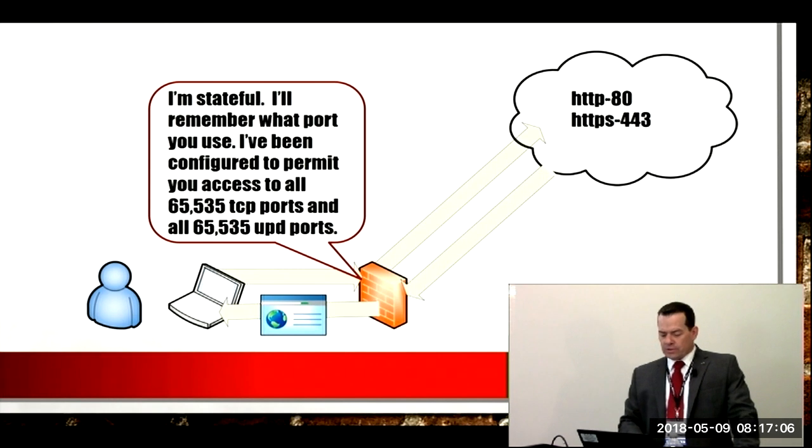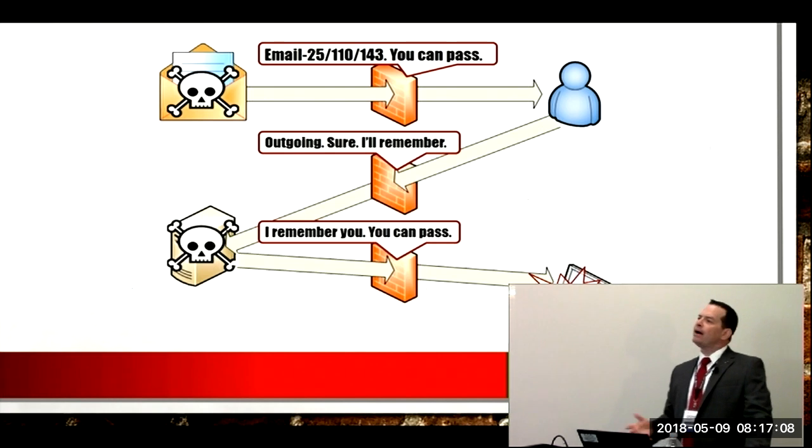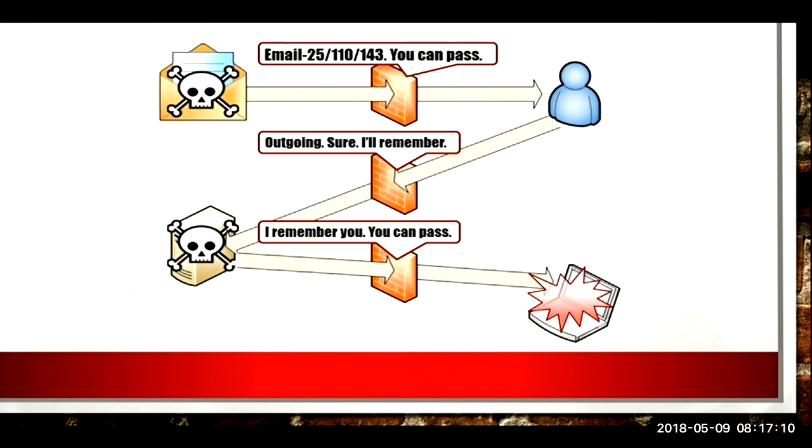All right, so how are attackers taking advantage of this? How are criminals using this to their advantage? I send an email. Maybe it's got a malicious payload, and my firewall is certainly configured to let in email: 25, 110, 143. That email comes in. Maybe it goes through a spam filter. Maybe it goes through an antivirus on your mail server.